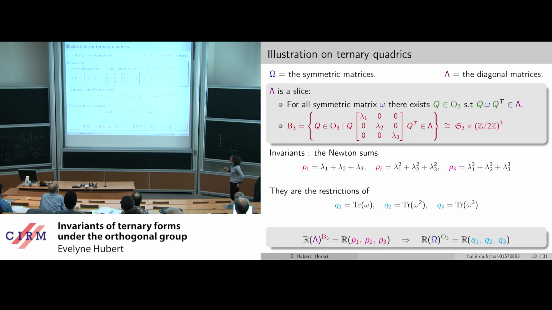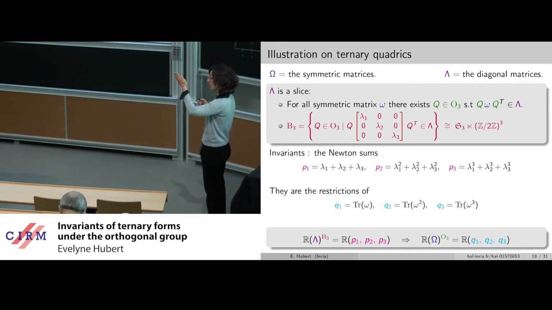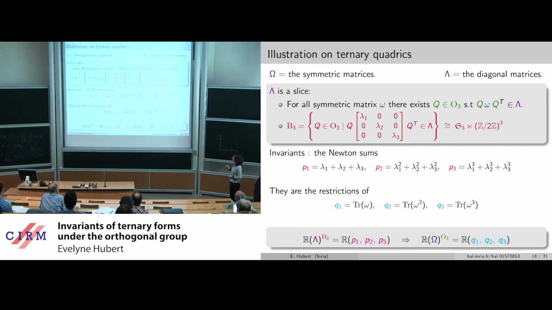But then you have also something else. So if Q is a diagonal matrix with some 1 and minus 1 on the diagonal, then you will actually leave this matrix completely invariant. So in addition to the symmetric group, we have the sign changes that also appear as a stabilizer of my slice.